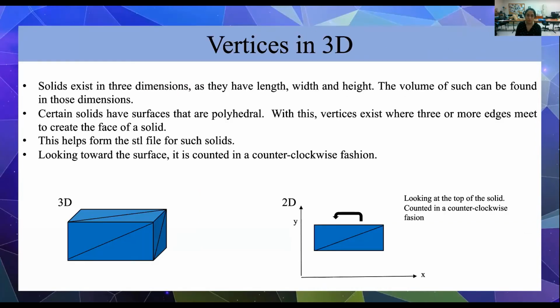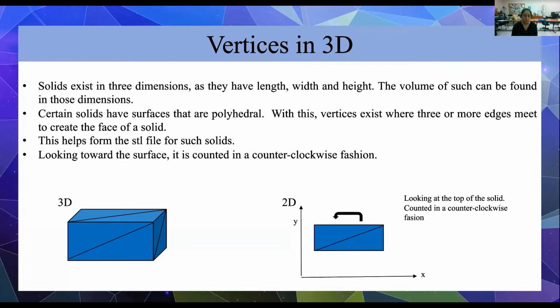Onto the topic of vertices in 3D. Typically in 3 dimensions, we have solids. Within those solids, we have length, width, and height. In those dimensions, you can also find the volume versus the area in 2 dimensions. Certain solids have surfaces that are polyhedral, which means that the surfaces are non-smooth. With this, there are points, also known as vertices, that exist. And when you connect 3 or more edges, they help form the face of a solid.